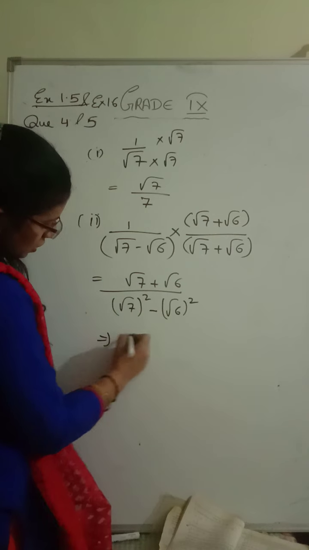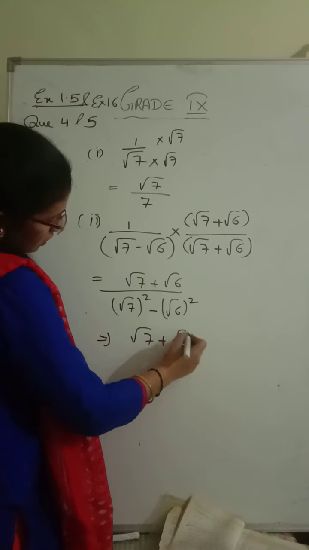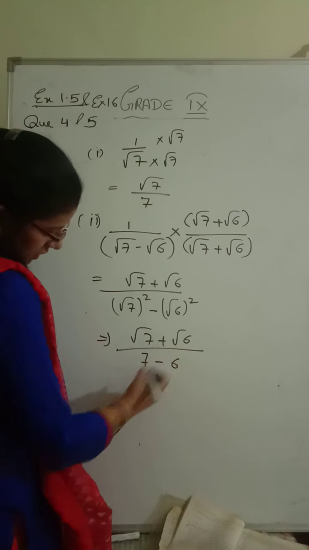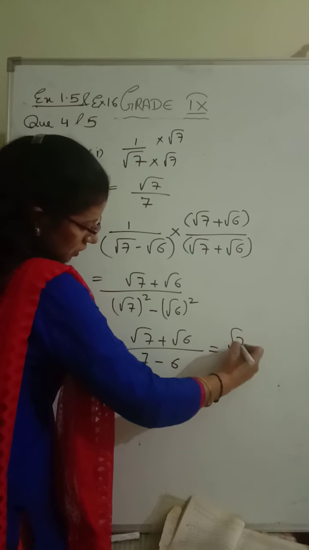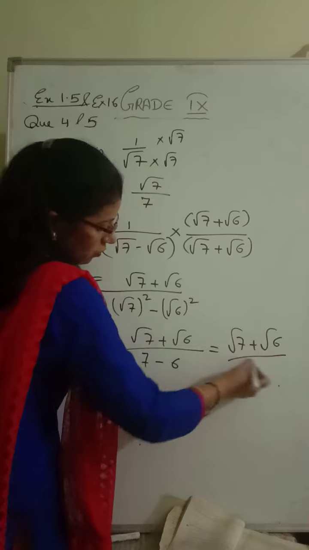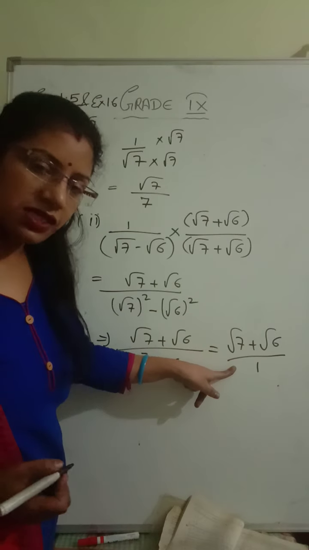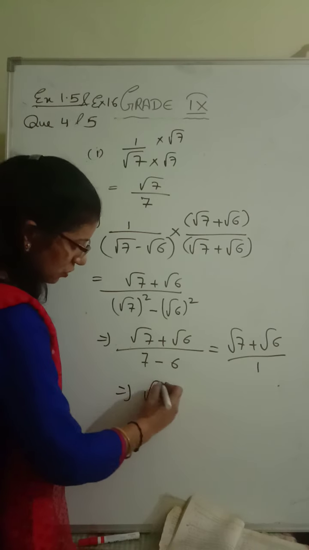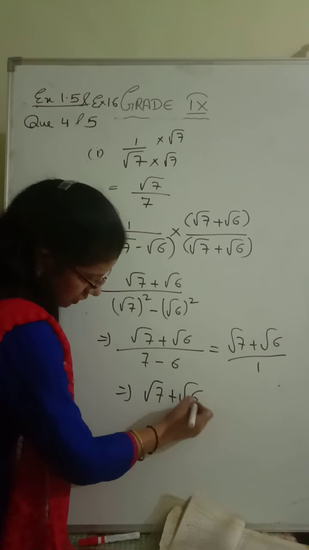So numerator will not change. Root 7 plus root 6, denominator root 7 square is 7 minus 6. It will become root 7 plus root 6 upon 1. Now see the denominator. Now it is rational number. So it is rationalized. You can write it like this. Root 7 plus root 6.